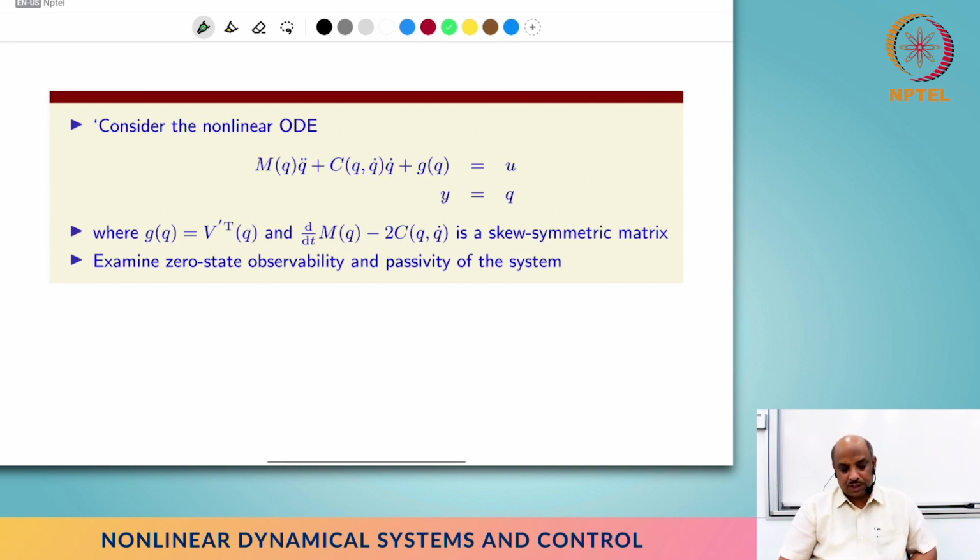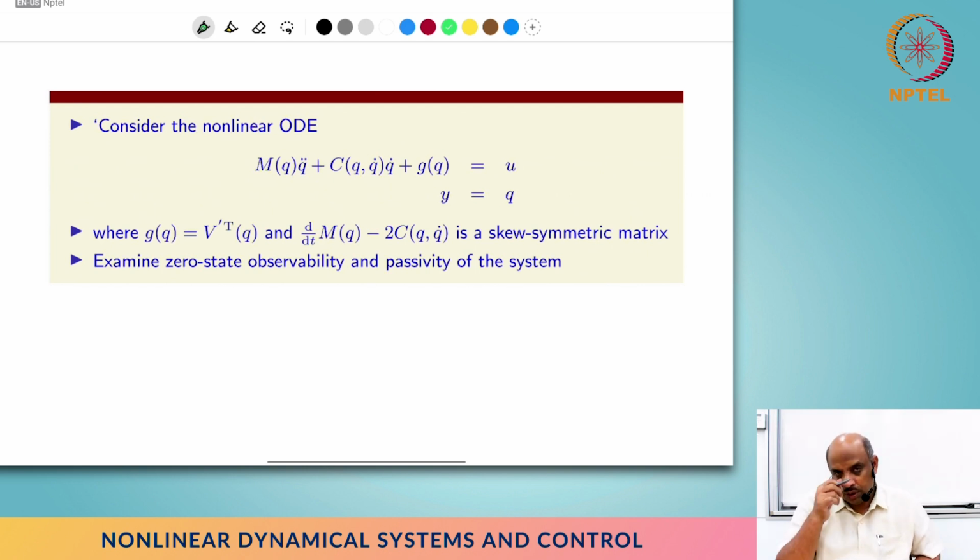This is a second order system that comes from mechanics. This also fits into some electric circuits and things like that, but typically the notation in this example is coming from mechanical systems, where M is the mass or inertia, and C comes from Coriolis forces and centrifugal forces, and G is coming from some kind of potential, perhaps gravitational, or some spring. The system is connected to a spring and things like that. So what do we know about this particular model?